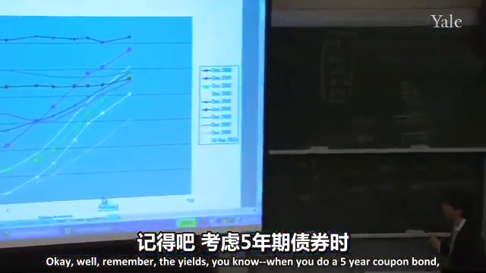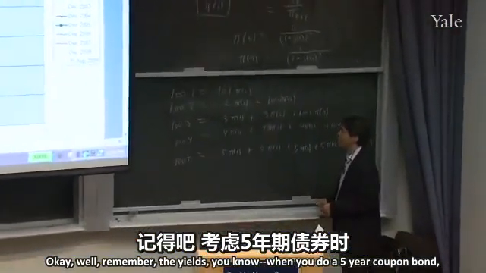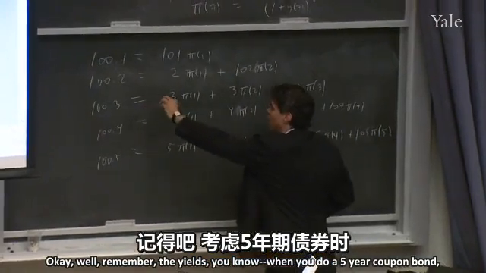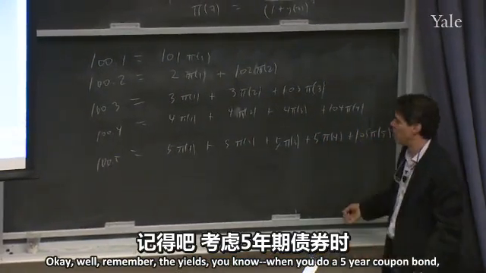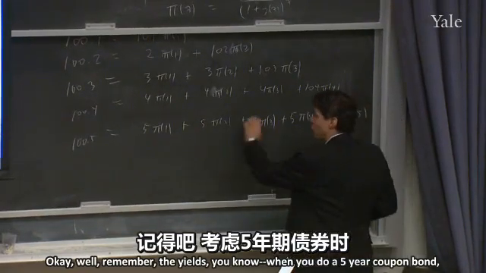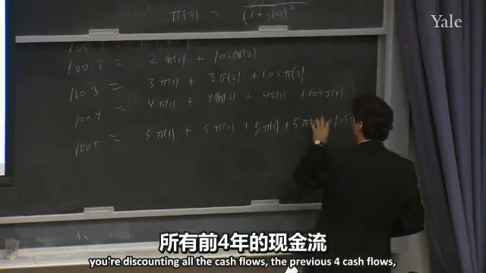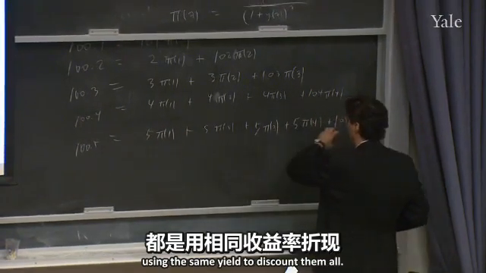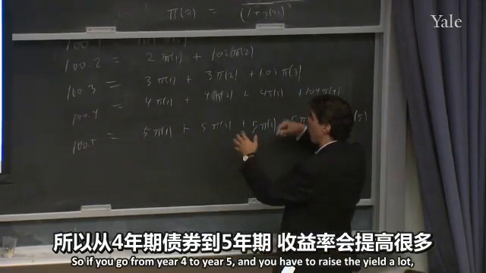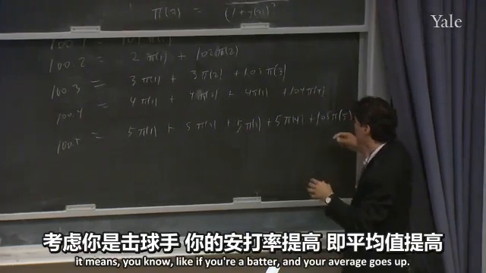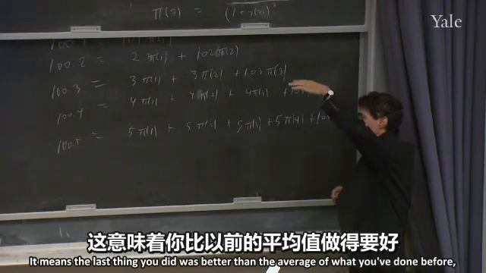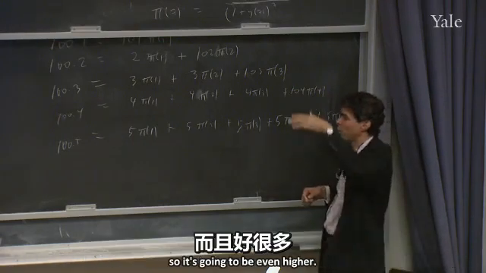Remember the yields: when you do a 5-year coupon bond, you're discounting all the cash flows, the previous 4 cash flows. You're using the same yield to discount them all. So if you go from year 4 to year 5 and you have to raise the yield a lot, it means, like a batter whose average goes up, that the last thing you did was better than the average of what you've done before. So it's going to be even higher.